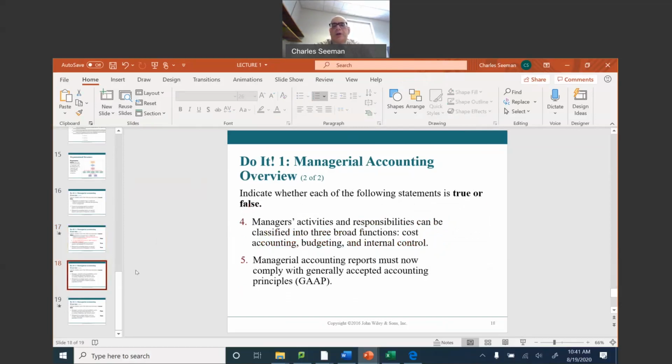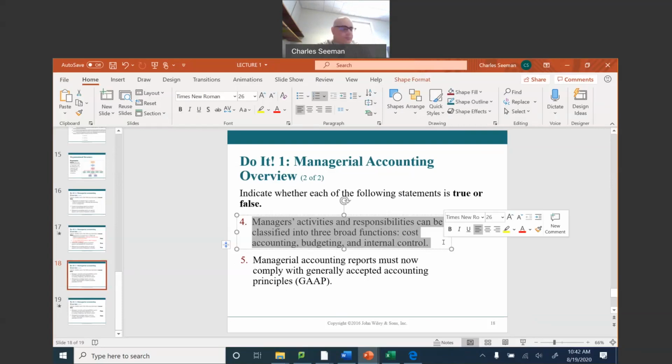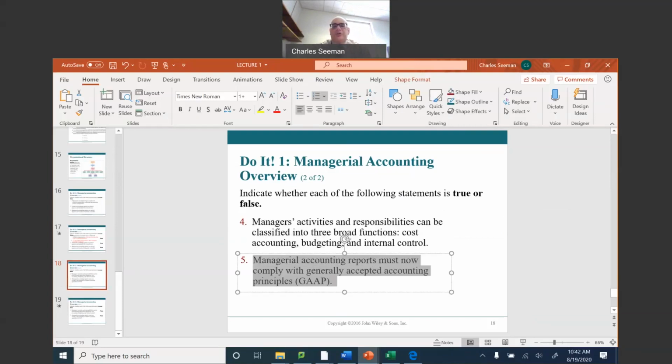Try these. Managers' activities and responsibilities can be classified into three broad functions: cost accounting, budgeting, and internal control. Ask yourself whether that's a true or false statement. Managerial accounting reports must now comply with generally accepted accounting principles. Ask yourself whether that's a true or false statement.